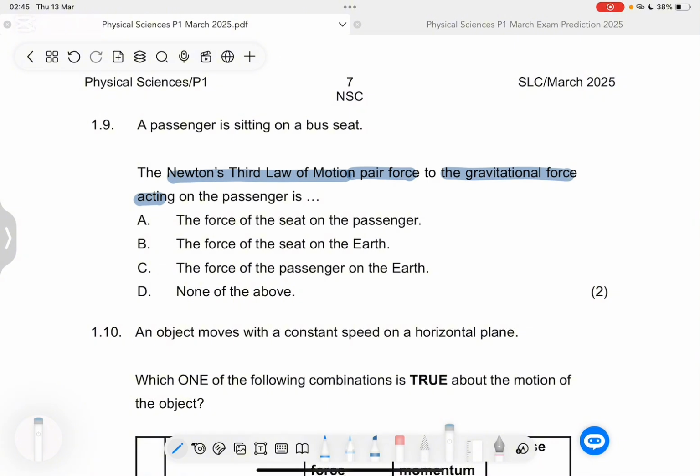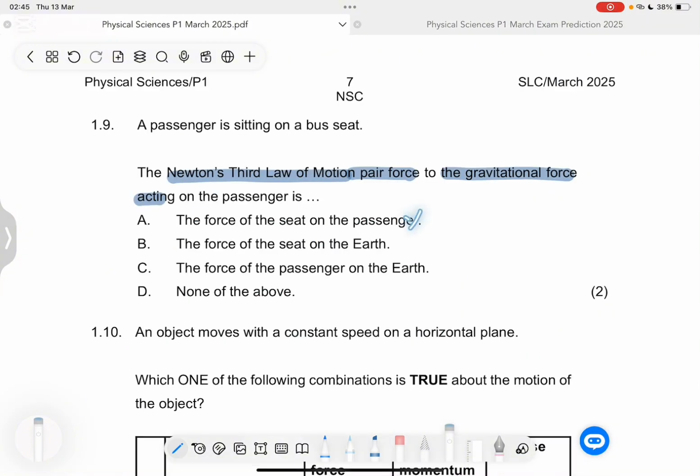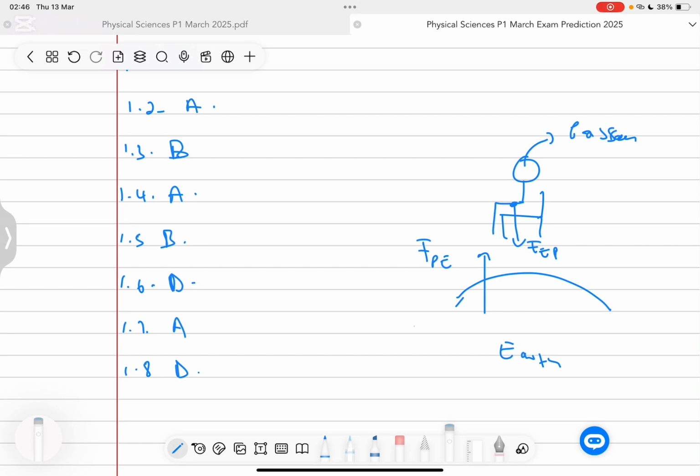On A, they say the force of the seat on the passenger. No, the seat is not part of this. We are not told anything about a force that is on the seat. So that's wrong. The force of the seat, again, the seat is not part of this. We are not told anything about the seat. They say here the force of the passenger on the Earth. We actually expected that, right? It's the force of the passenger on the Earth. So question 1.9 is going to be C.